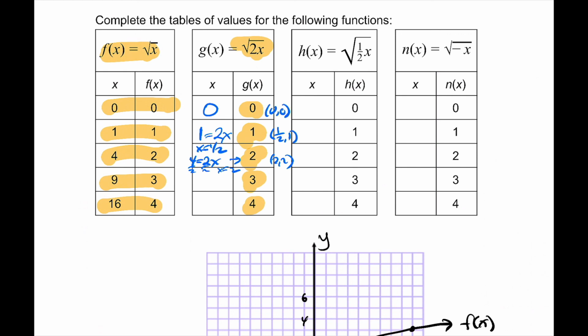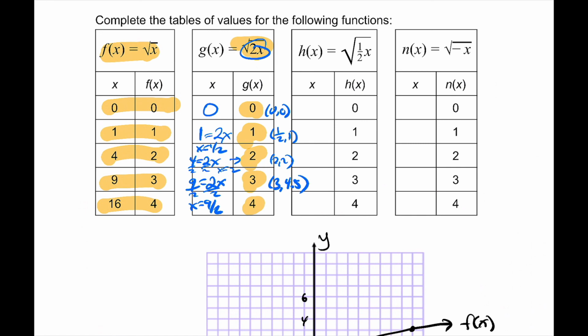All right, so following this pattern, what do we need to square root to get 3? Well, that's going to be 9. So we want the square root of 9, which gives us 3. But in this case, that's going to be equal to 2x, because that's what we're square rooting. So x is actually going to be 9 over 2. So here we have another point, (4.5, 3), since 9 over 2 is 4.5.